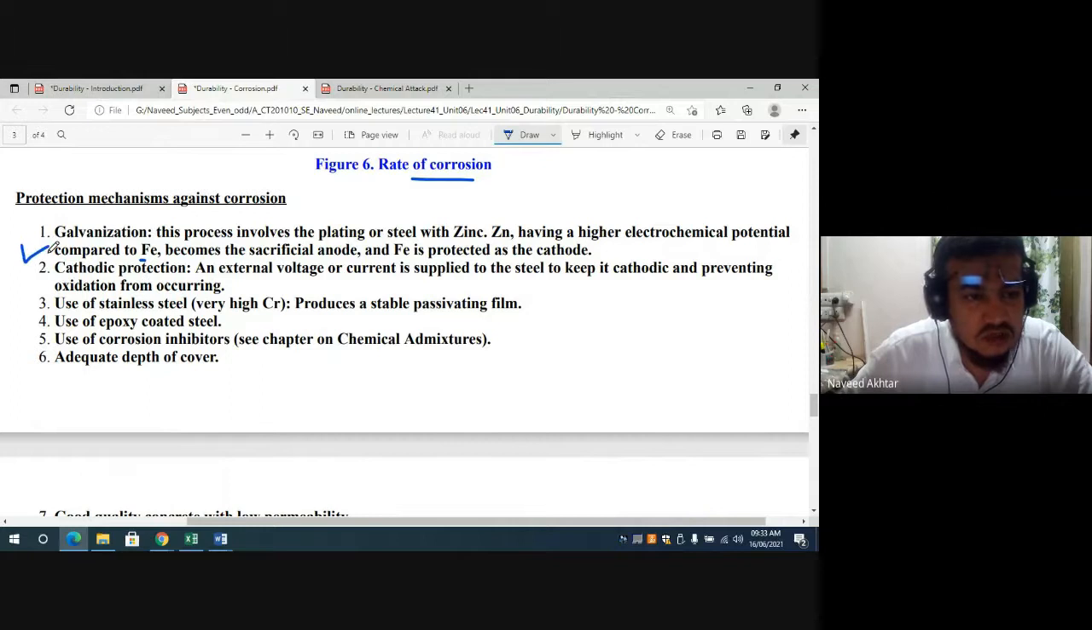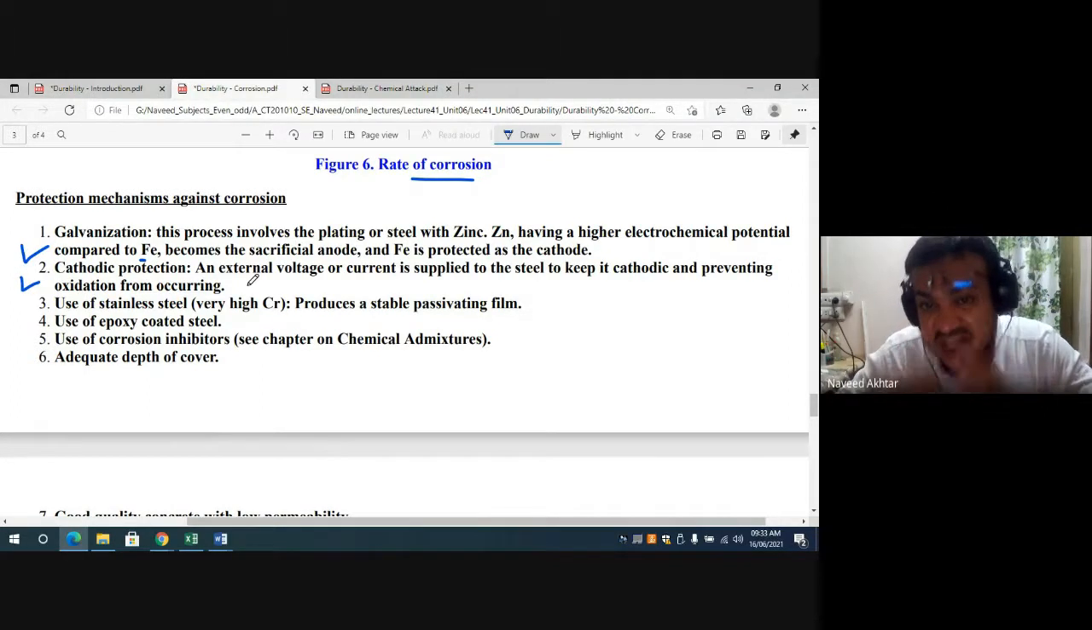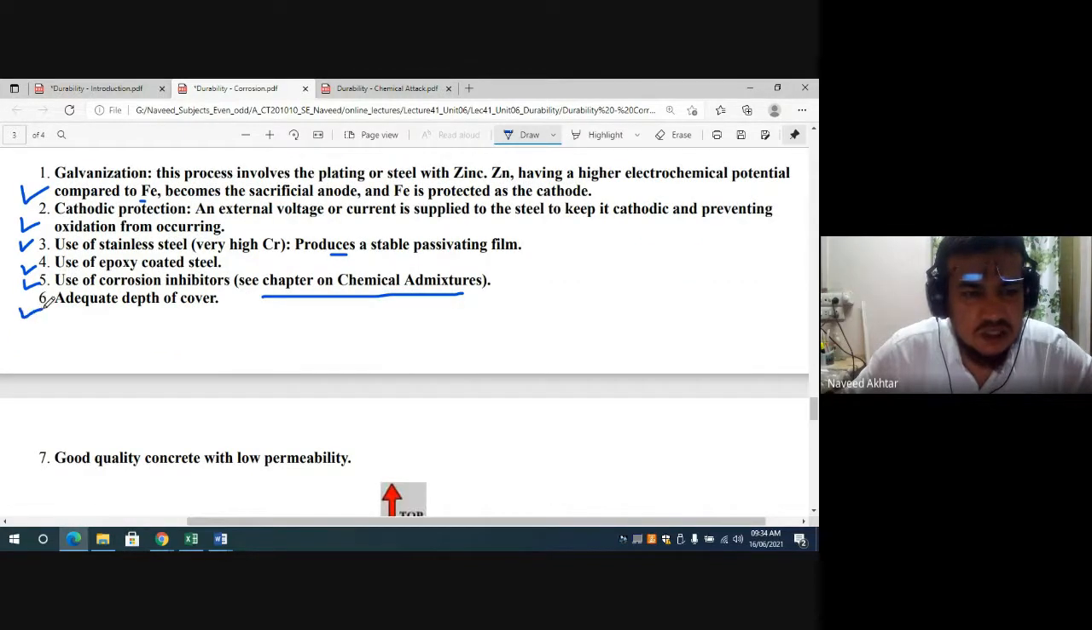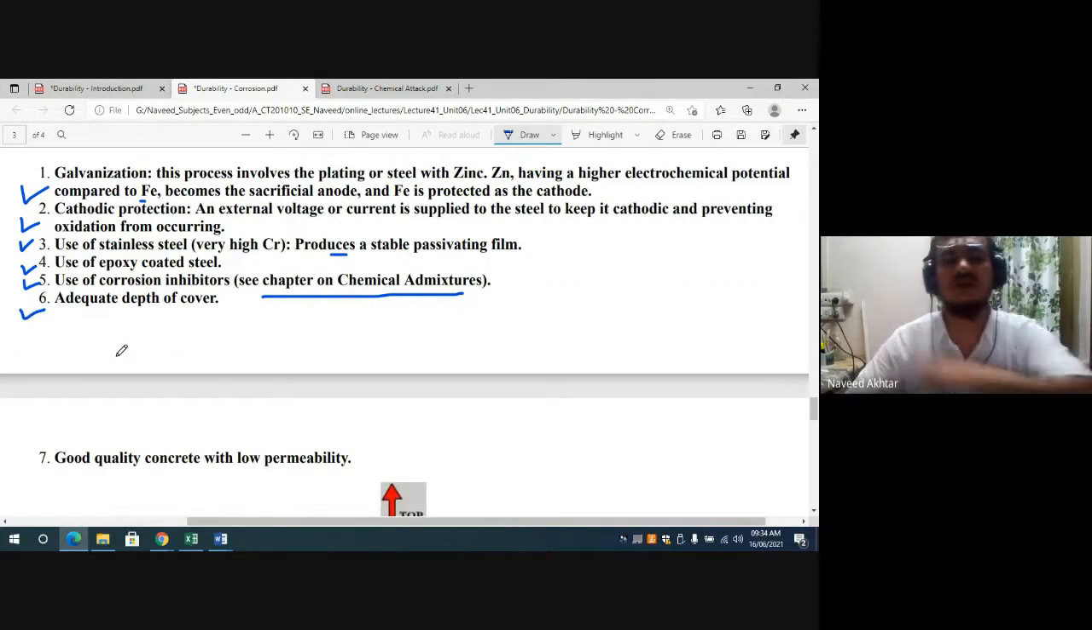your concrete. Cathodic protection: an external voltage or current is supplied to the steel to keep it cathodic and prevent oxidation from occurring. Use of stainless steel, which produces a stable passive film. Use of epoxy coated steel. Use of corrosion inhibitors, which come under the chemical admixtures. Adequate depth of cover. Cover to reinforcement should be good and adequate, and that will avoid the corrosion.